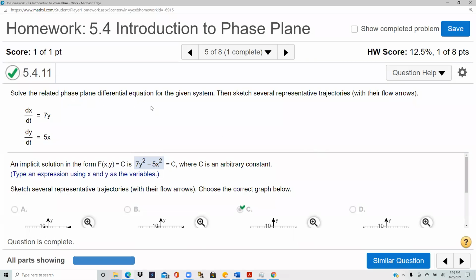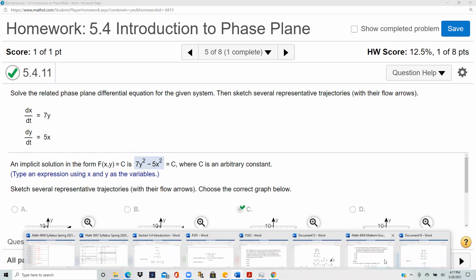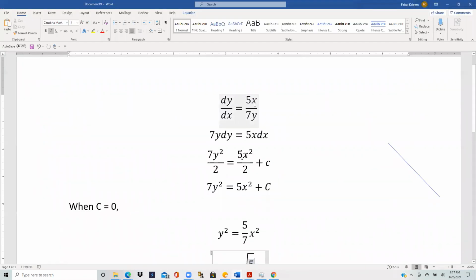Solve the related phase plane differential equation and then sketch curves. So sketching is the only new thing here as far as solving the equation is concerned. So you do dy by dx equals 5x by 7y. So dy by dx is 5x by 7y, and you can separate the variables.